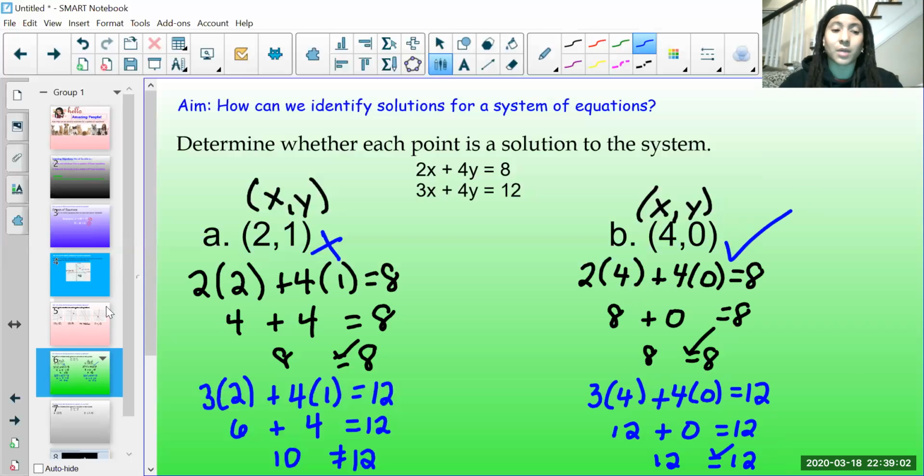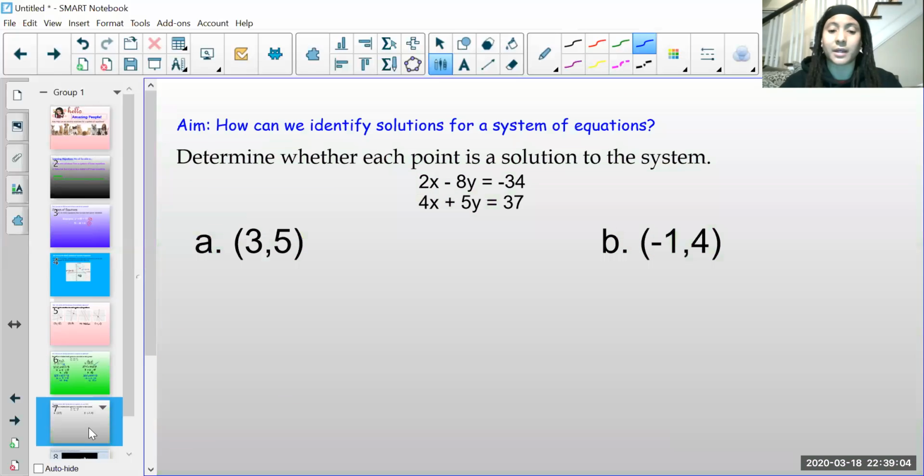Pause the video again when you get to this page right here and see if you can figure it out. Take about 2 minutes or so and come back. All right.